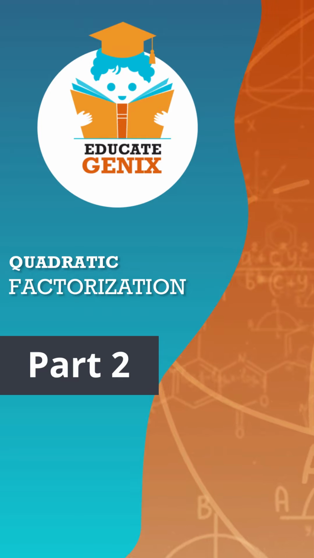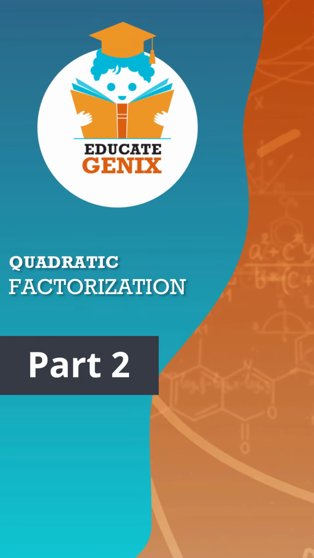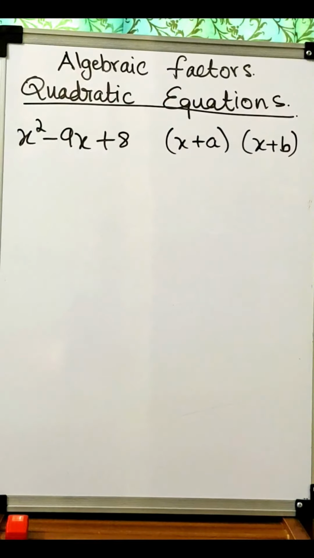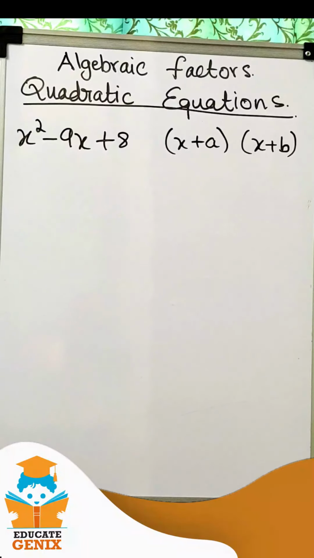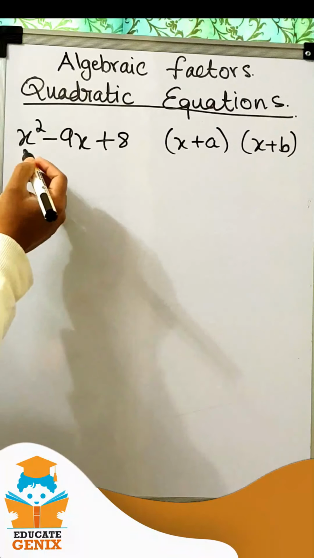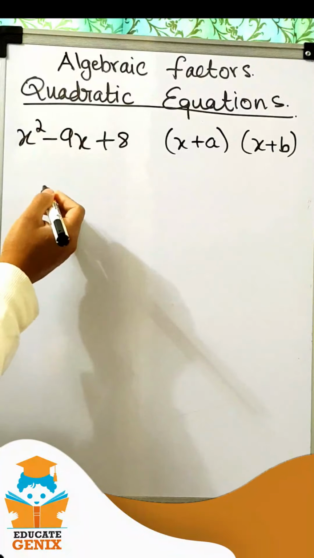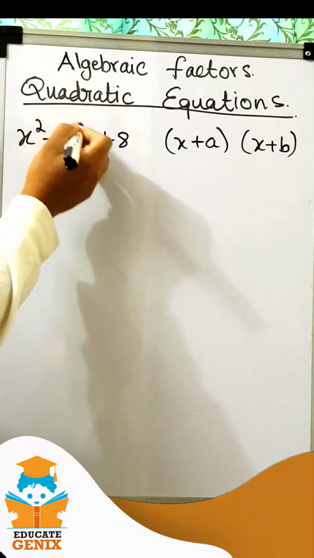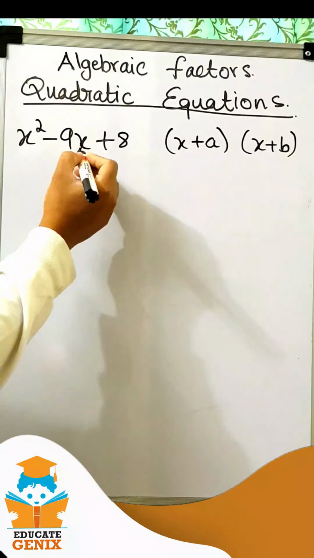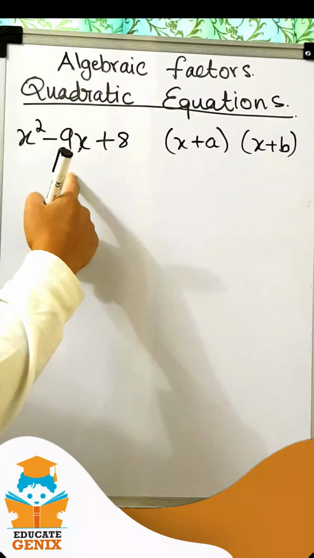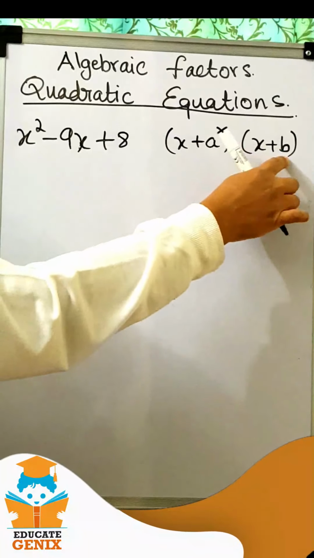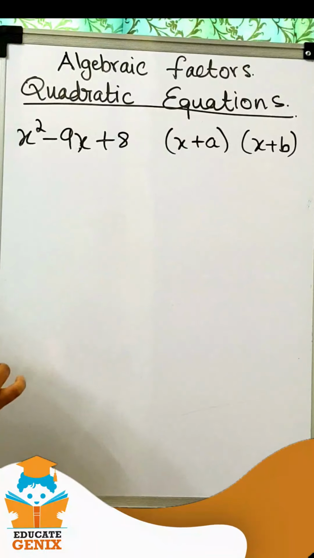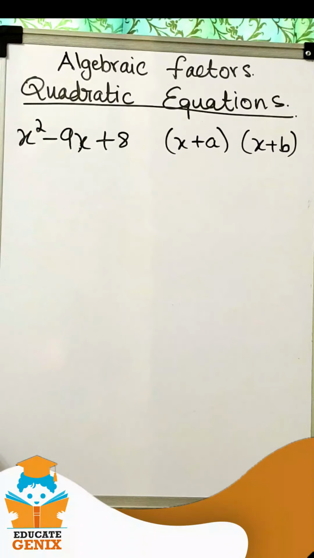Today we will show you the tips and tricks to learn. Hello friends, let us look into algebraic factors again, quadratic equations itself. My question is x squared minus 9x plus 8. This time I have a term with a minus sign in between. This I need to factorize in the form x plus a into x plus b. A and b can be any integers. So, let us go through the steps.